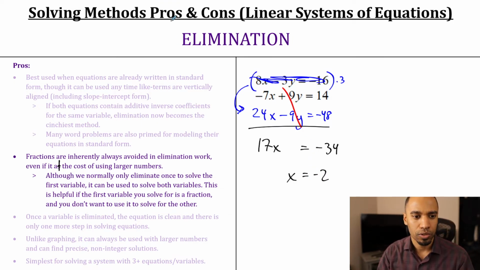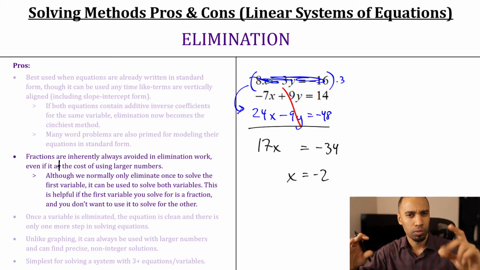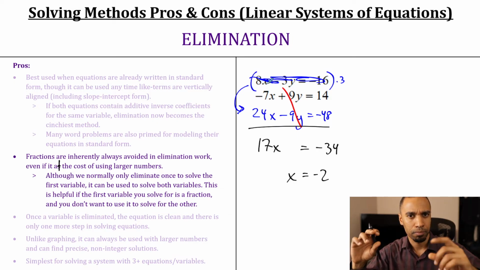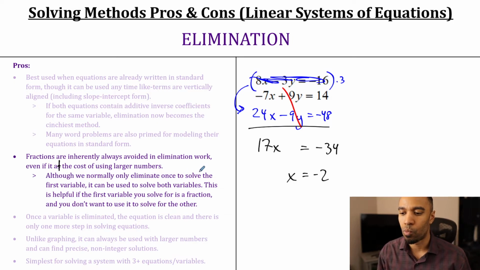Same with if I wanted to eliminate on the other side. It's just as clean and simple as doing that. These numbers would get a lot bigger though, and I'll talk about that one later when I have to double up, multiplying both equations by 2 and manipulating them. So although we normally only eliminate once to solve the first variable, it can be used to solve both variables. This is helpful if the first variable you solve for is a fraction and you don't want to use it to solve for the other.